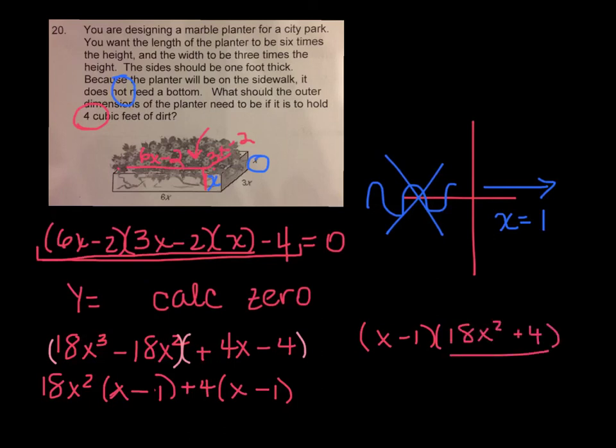This won't factor, this actually will give me an imaginary answer. Think about this. If I set this equal to 0 and subtracted 4, I would be square rooting a negative. This will give me x equals 1. Same thing as I got with the graphing calculator.